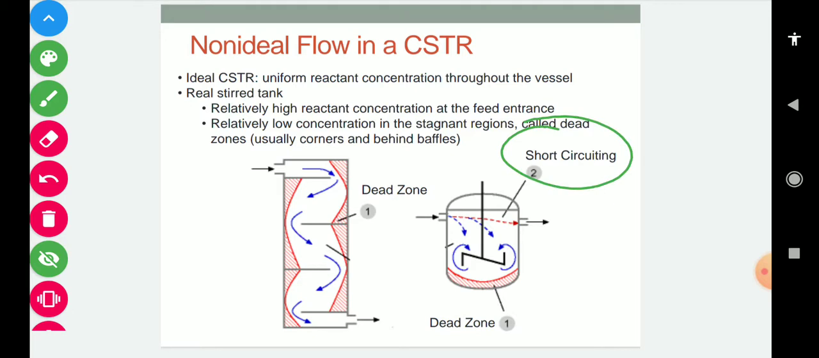On the other hand, if any molecule is stuck in the dead zone, that molecule will spend more time in the reactor than the other molecules. So, due to these non-ideal natures, some materials spend more time in the reactor while other molecules spend less time, and in that case, we get a residence time distribution. But for an ideal CSTR, all molecules spend an equal amount of time in the reactor.